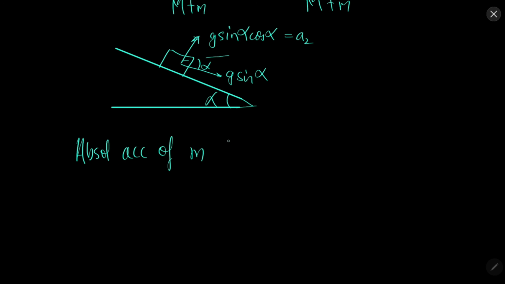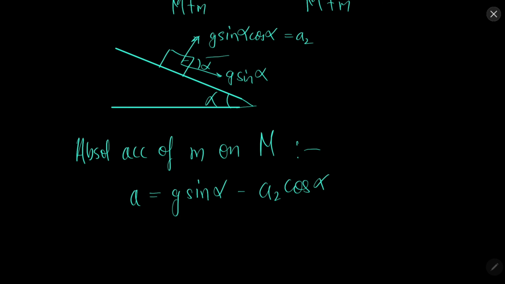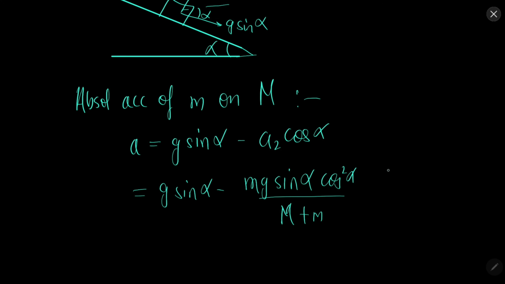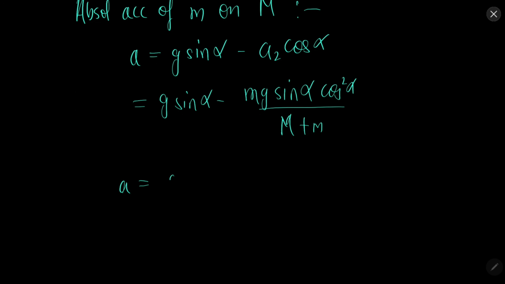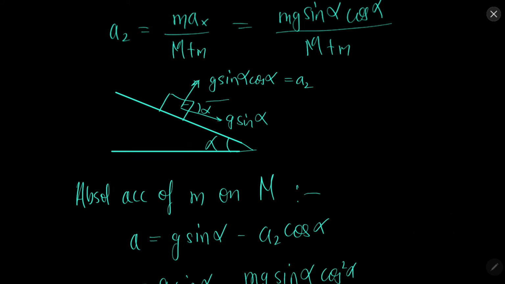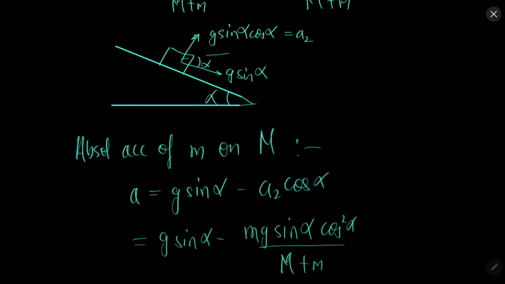acceleration of m on M will be a equal to g sin alpha minus a2 cos alpha. So it will be g sin alpha minus mg sin alpha cos square alpha over M plus m. So finally a will be g sin alpha times (M plus m sin square alpha) over M plus m. Let this be equation 2 and let this be equation 1.